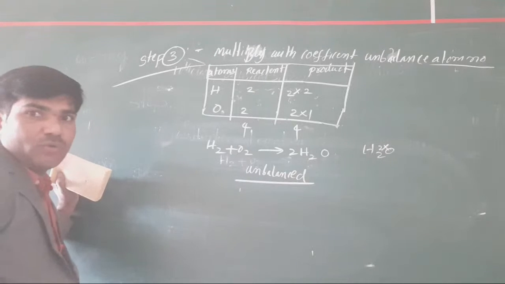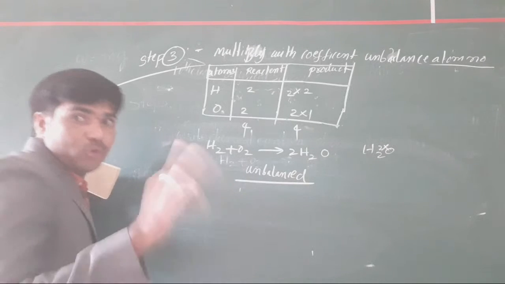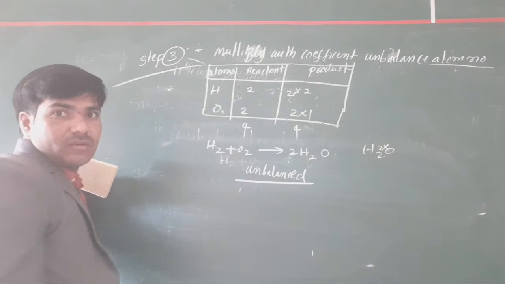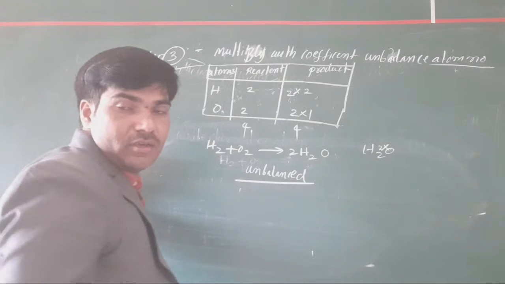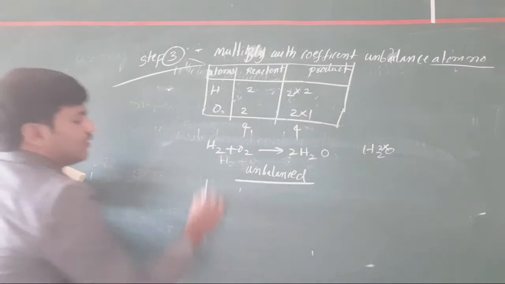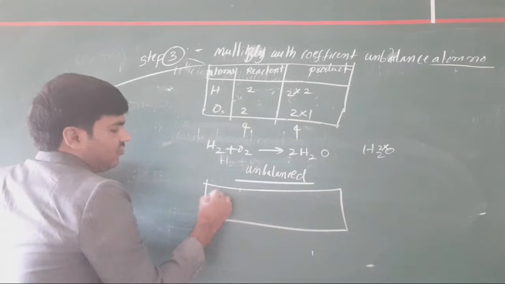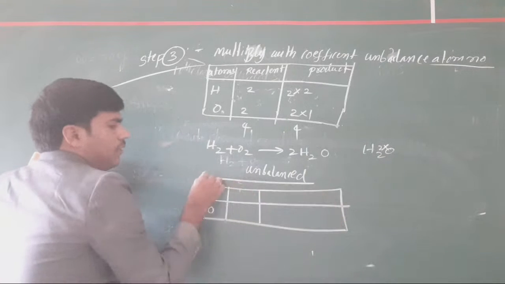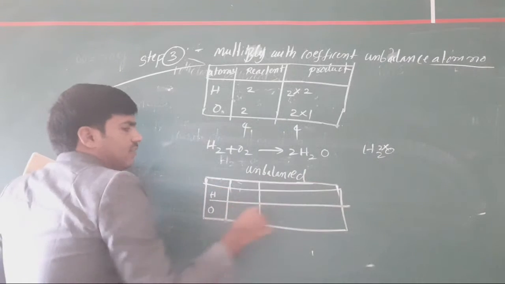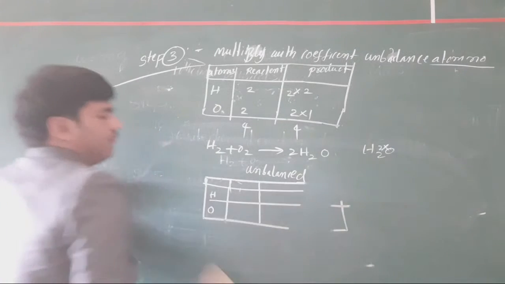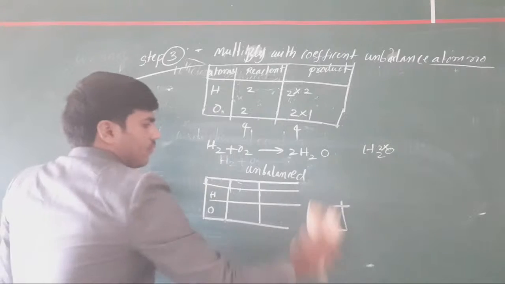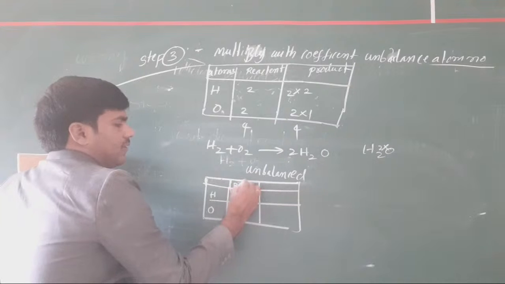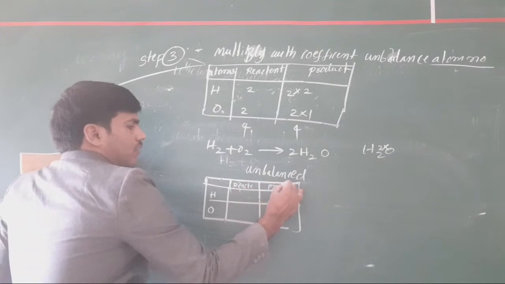So then what do we have to do? Up to balancing. Now you have to continue the process. Understood, all the students? Up to balancing, you have to continue the process. Then we consider again H as well as O, and the number of atoms on the reactant side as well as the product side.